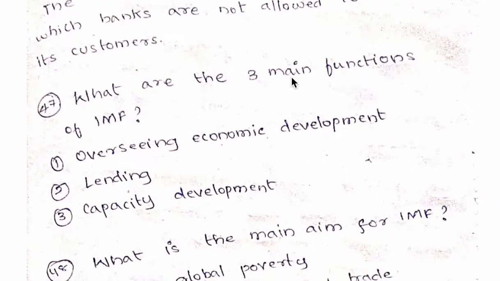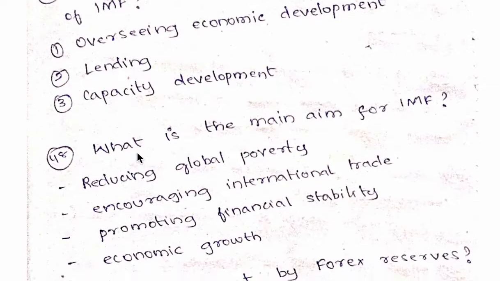47th question, what are the 3 main functions of International Monetary Fund IMF? It is overseeing economic development, second is lending, and third function is capacity development. 48th question, what is the main aim of IMF? It is reducing global poverty, encouraging international trade, promoting financial stability and economic growth.